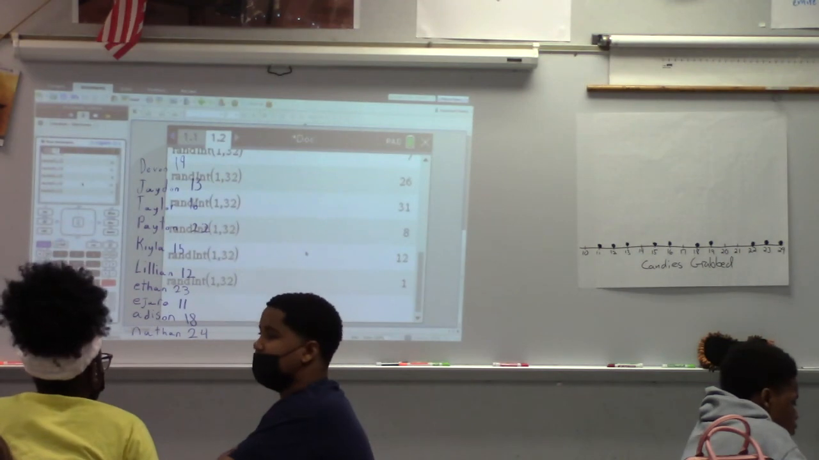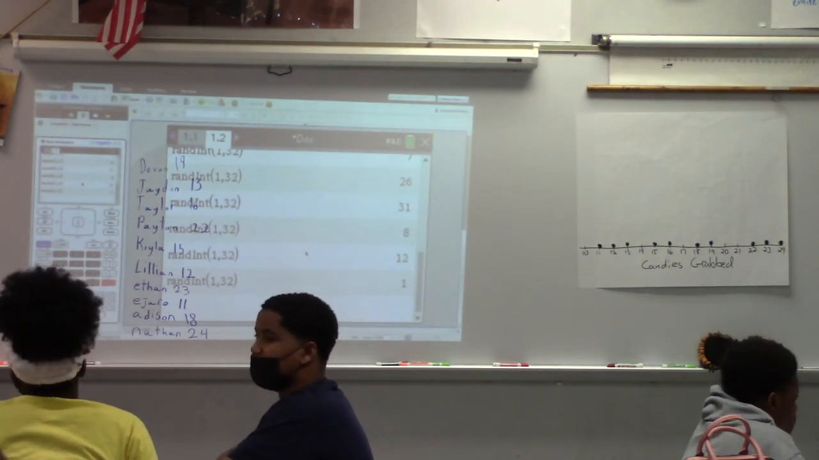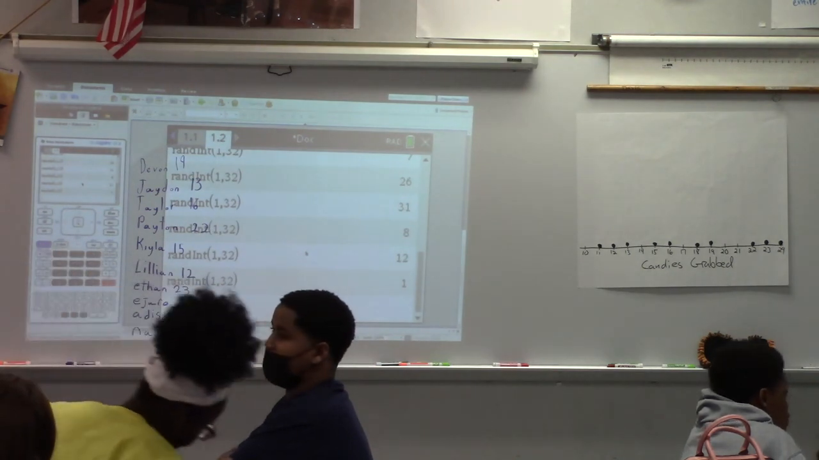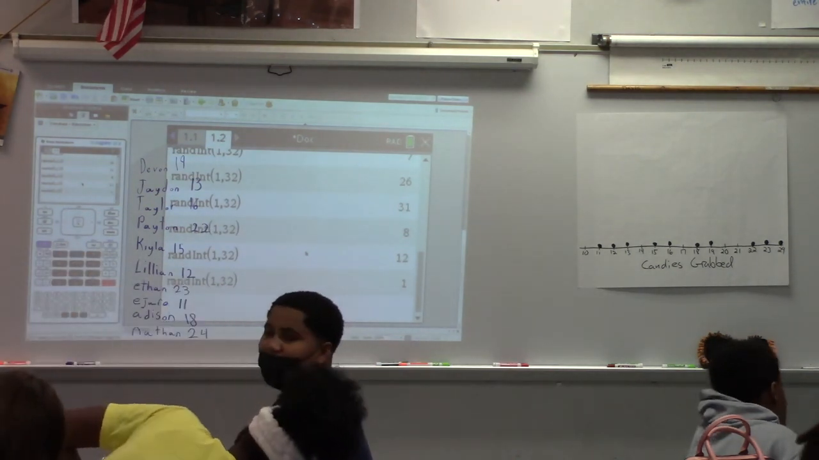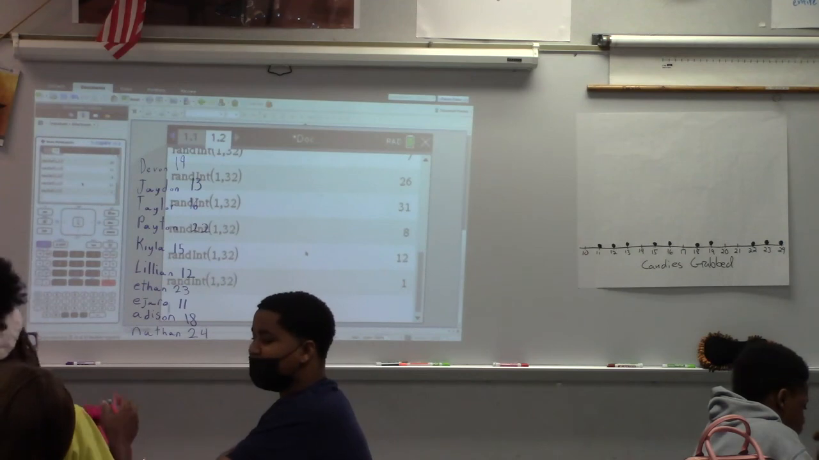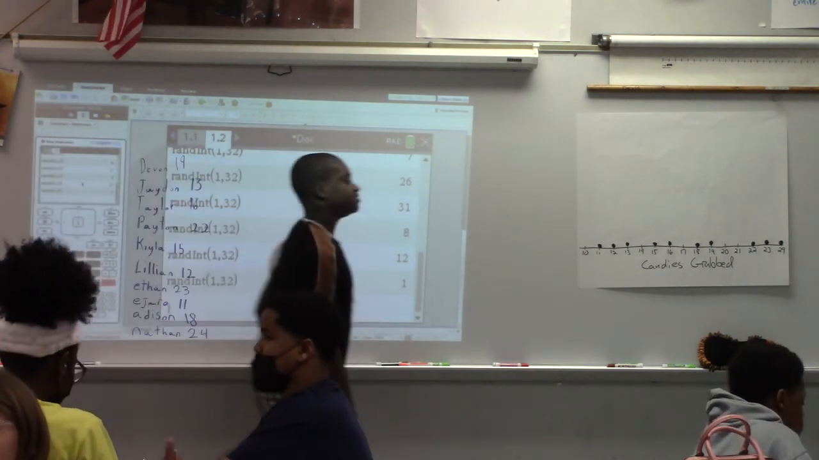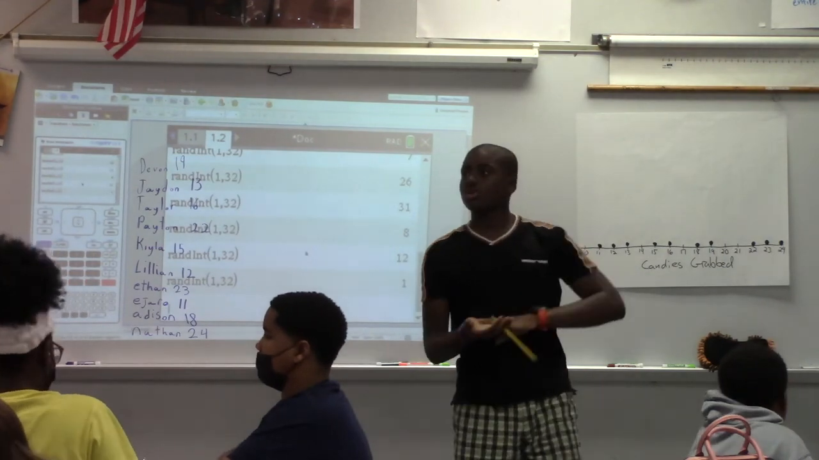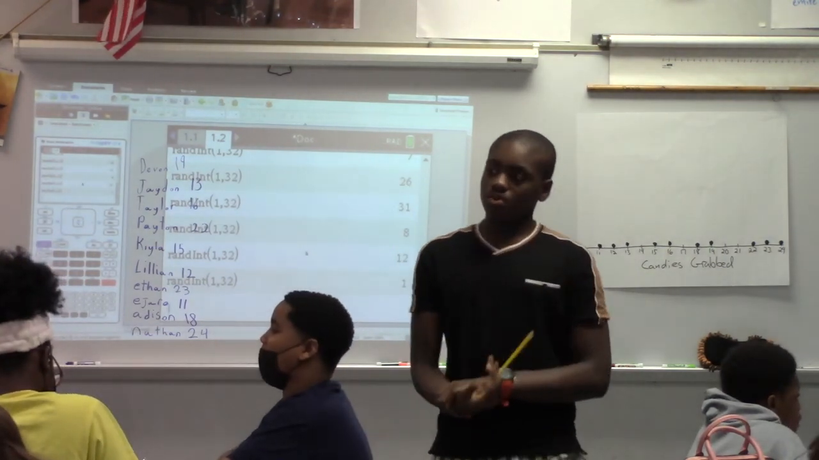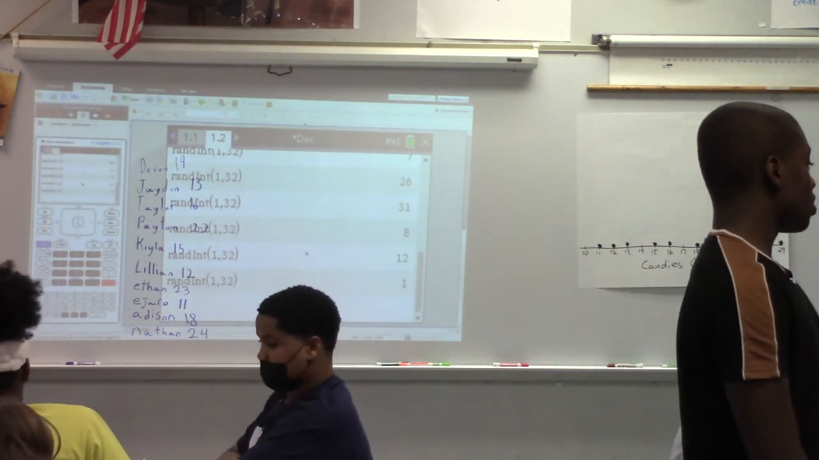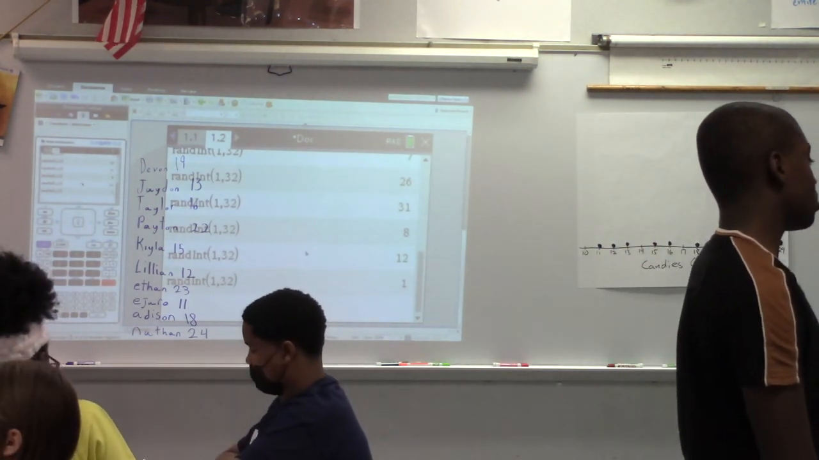How many candies do y'all think the next person's going to grab? That's not the question. The question right now is based on the information you have. Guys, based on the information, based on the dot plot, how many candies would you expect the next person to grab? That's the question here.